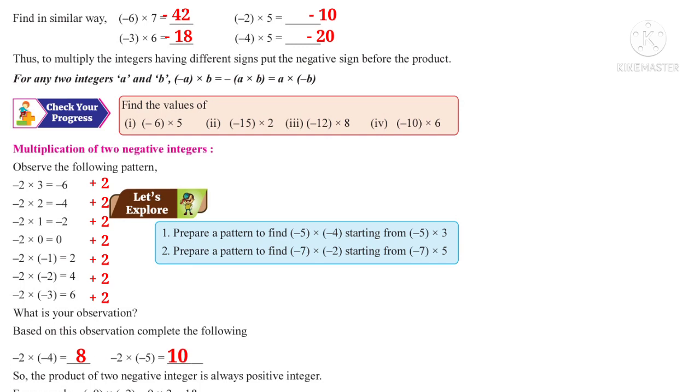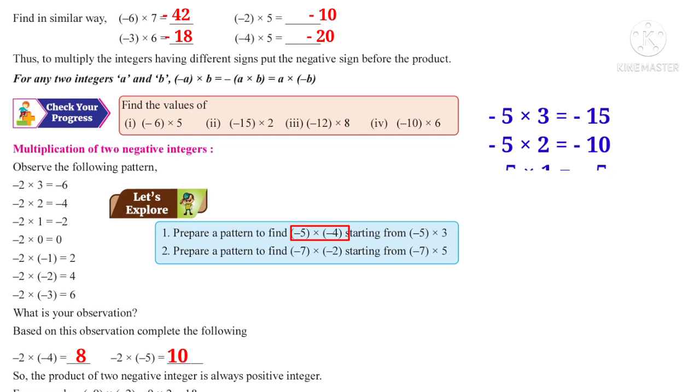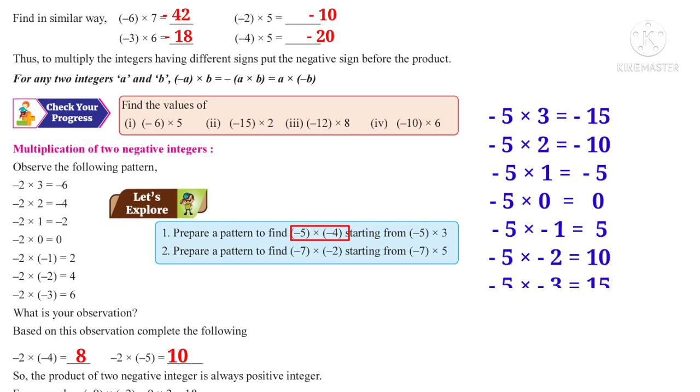Now prepare a pattern to find -5 into -4, starting from -5 into 3. Minus 5 into 3 is minus 15. Minus 5 into 2 is minus 10. Minus 5 into 1 is minus 5. Minus 5 into 0 is 0. Minus 5 into minus 1 is 5. Minus 5 into minus 2 is 10. Minus 5 into minus 3 is 15. At last, minus 5 into minus 4 is 20.